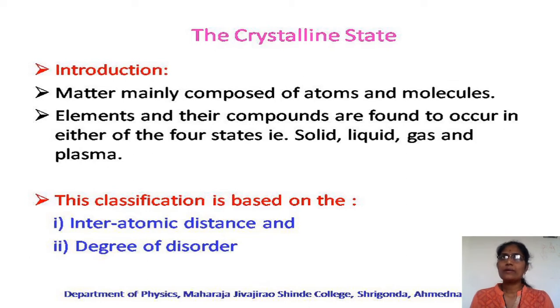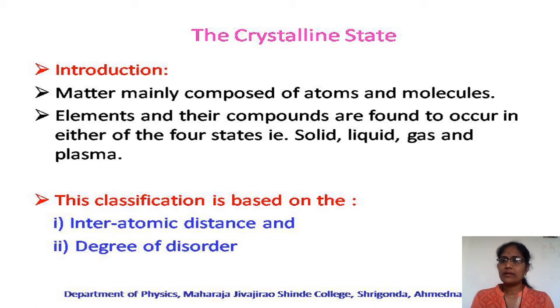All these four types are based on two things, that is interatomic distance and degree of disorder. Let's know what is meant by interatomic distance and degree of disorder. Interatomic distance is nothing but distance between two atoms. Suppose there are two atoms which are separated or very close to each other, then distance between them is called as interatomic distance. And degree of disorder means what?